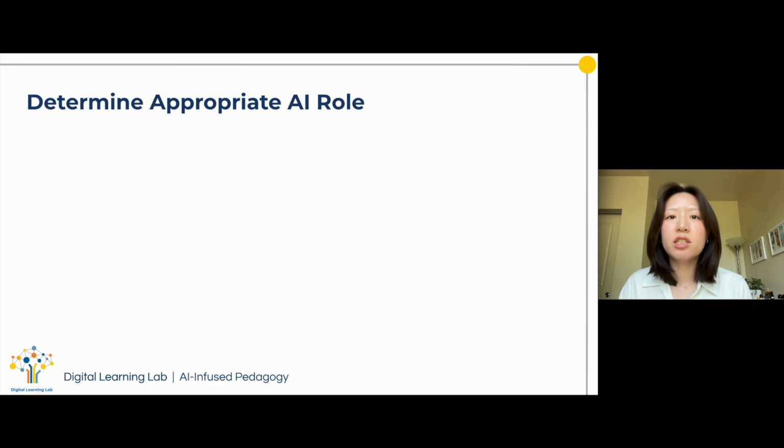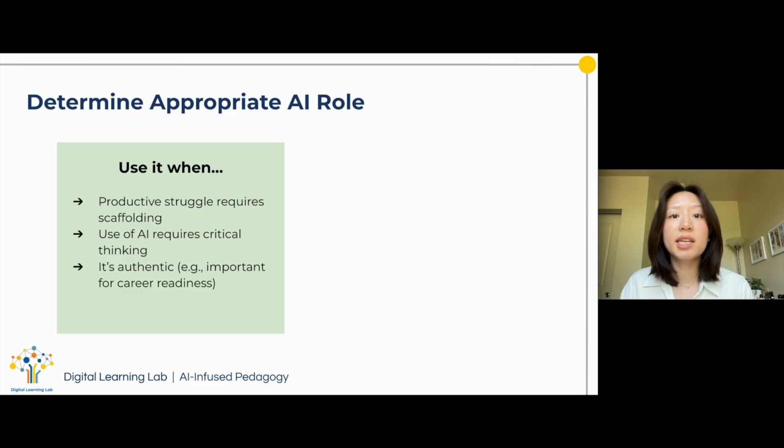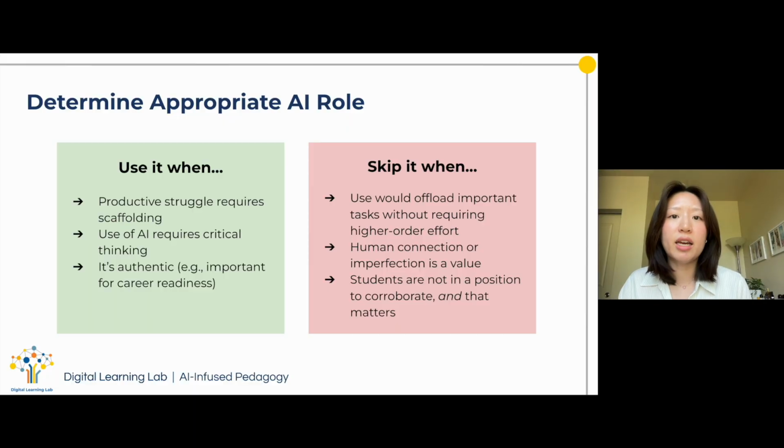These are some scenarios to evaluate whether using AI could support your learning objectives or not. For example, you might consider using AI when students might benefit from additional scaffolding, when they have to engage in critical thinking to use the AI, or when it's authentic to students' learning, such as for career readiness. You might instead skip using AI if it would conflict with your learning objectives, such as if it would offload important tasks or take away essential human imperfection and connection in the activity.